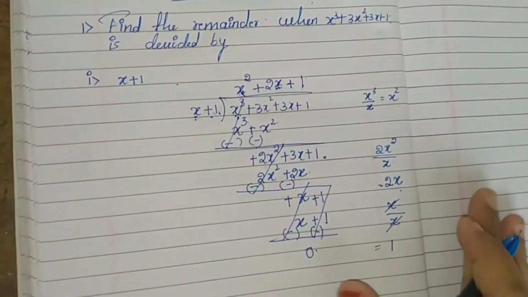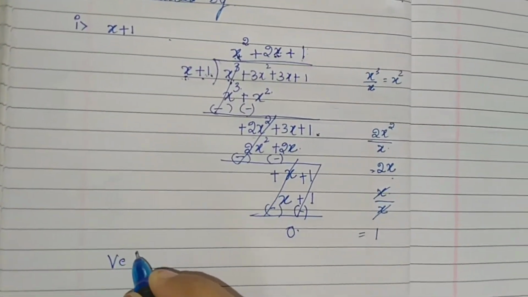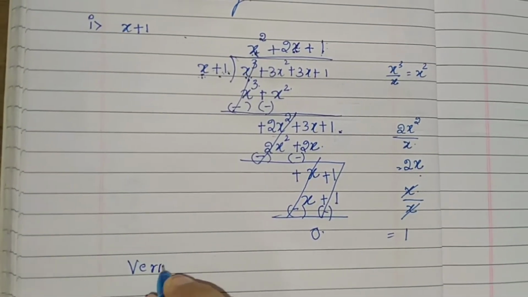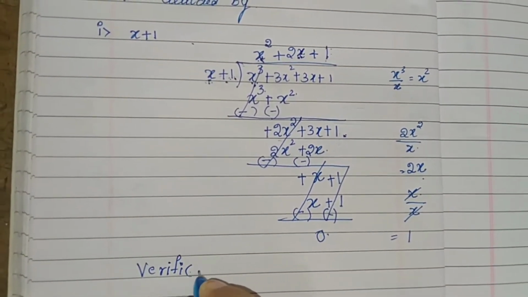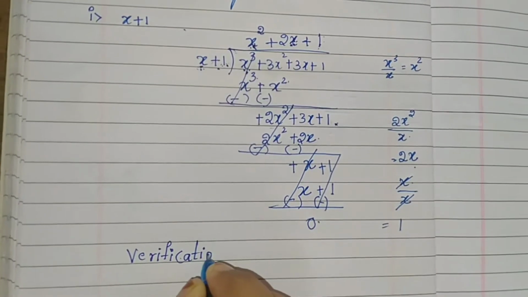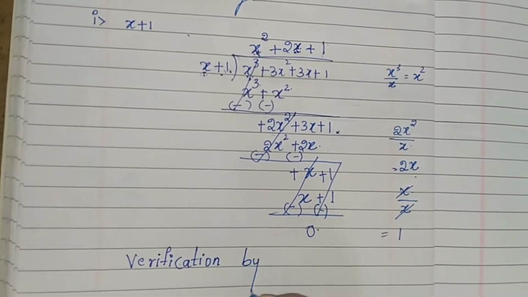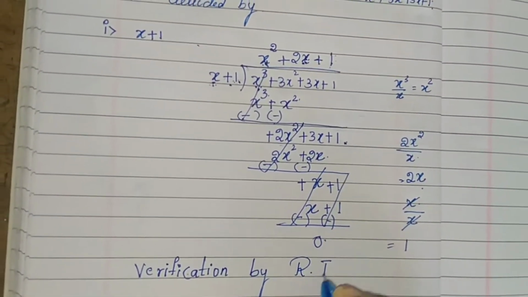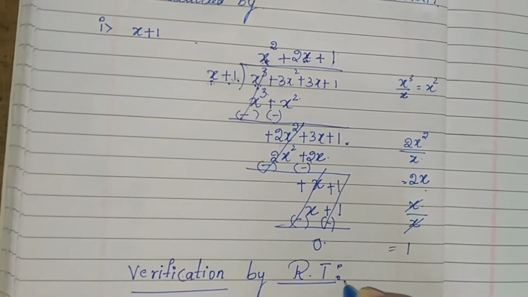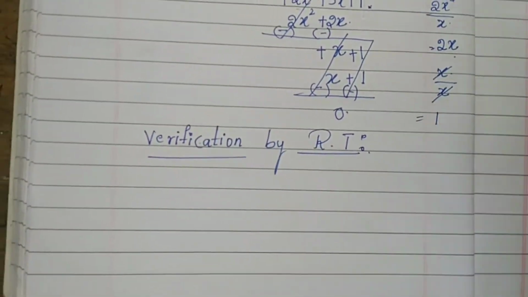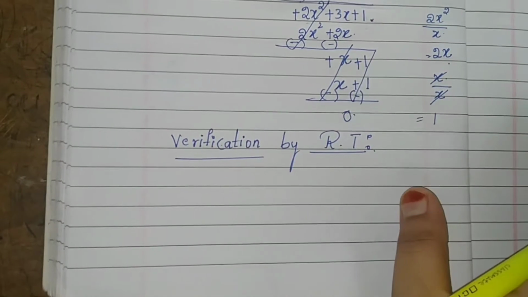Okay, so put the heading as verification by remainder theorem. Whenever you are doing the verification by remainder theorem, what you have to do?